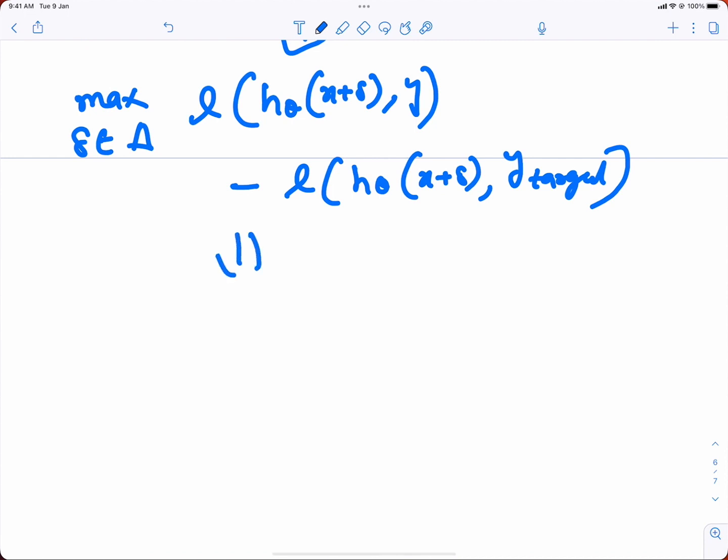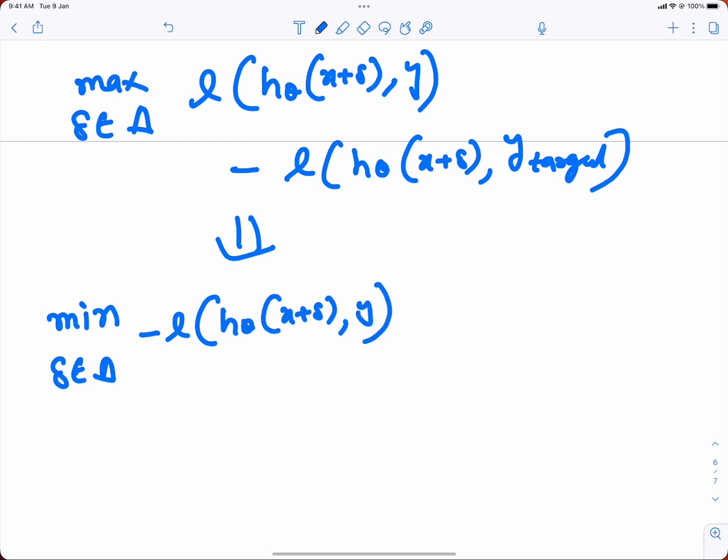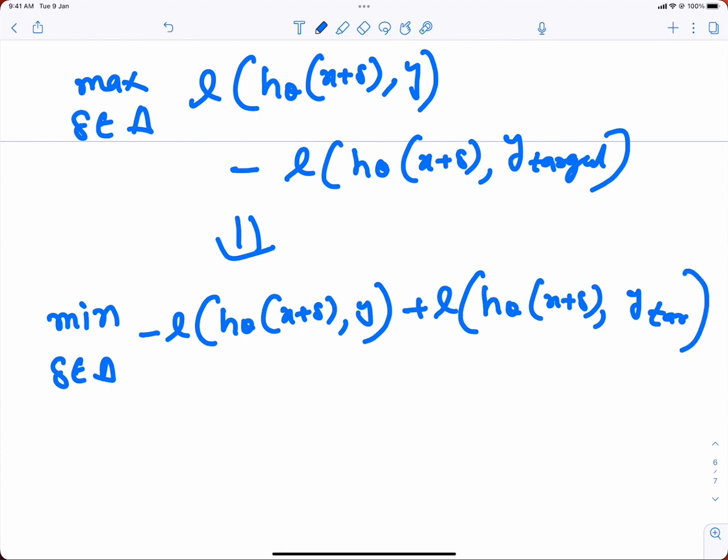This can be further converted to a minimization problem. We minimize over delta in the set of perturbations, and multiplying by minus, we get minus L of h theta of x plus delta, y, plus L of h theta of x plus delta, y target.